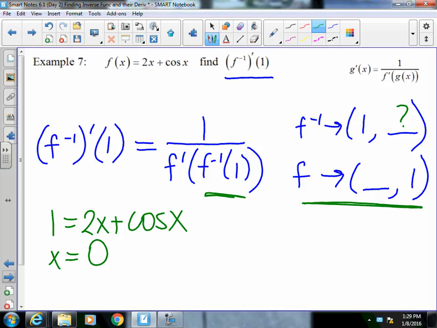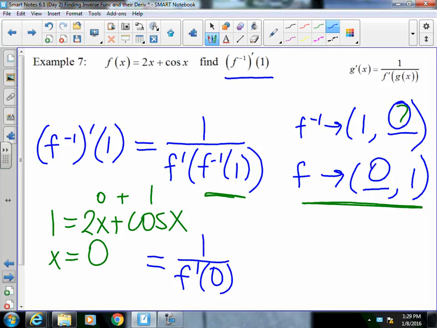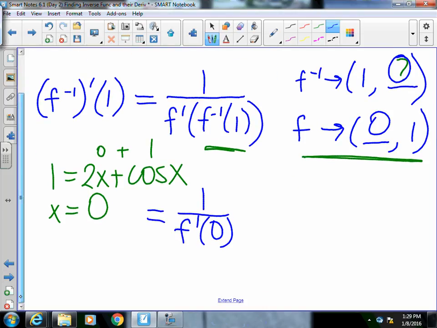2 times 0 is 0. Cosine of 0 is 1. So 0 plus 1 equals 1. So now I know that, go back to the blue, we need 1 over f prime of 0, because this is 0, which means this is 0. The x value of our original function is 0, and the y value of its inverse is 0. So now I need f prime of 0.